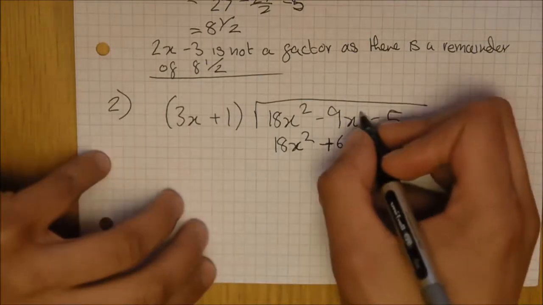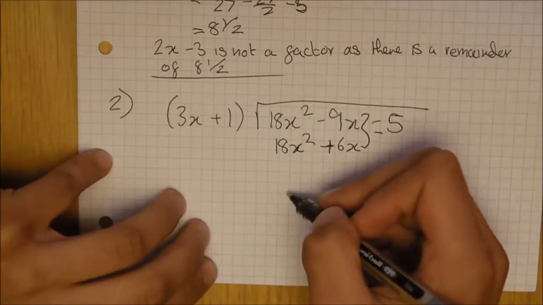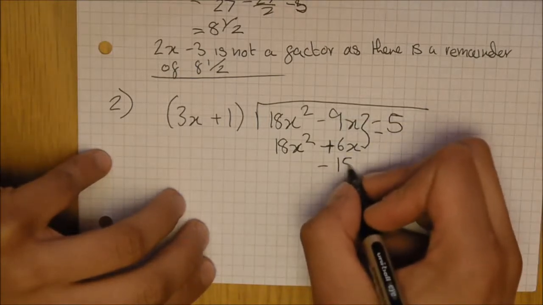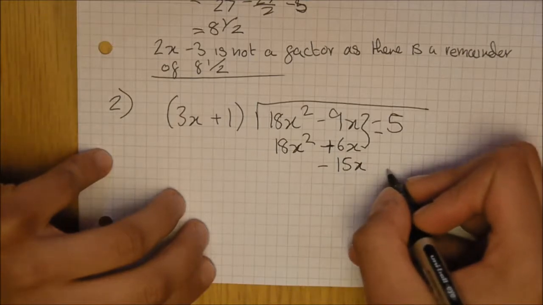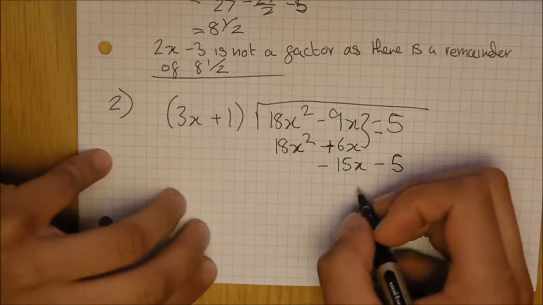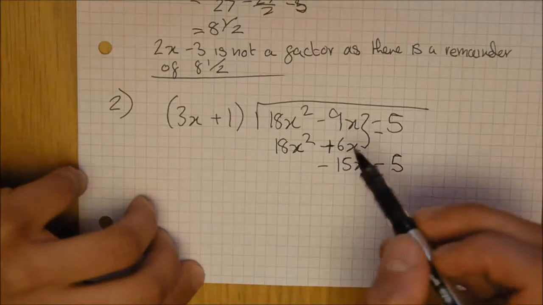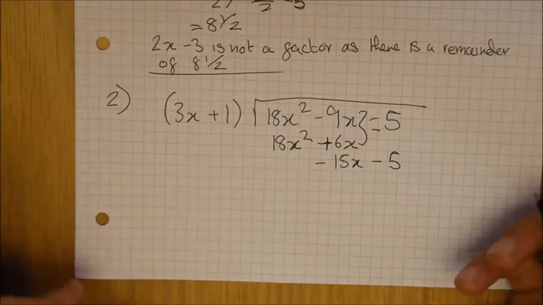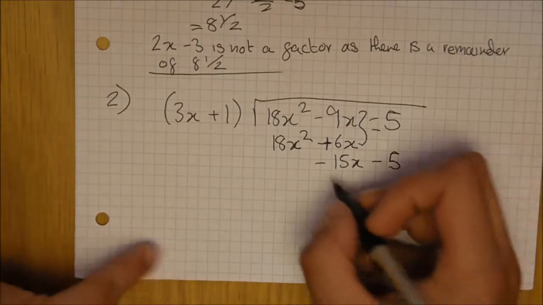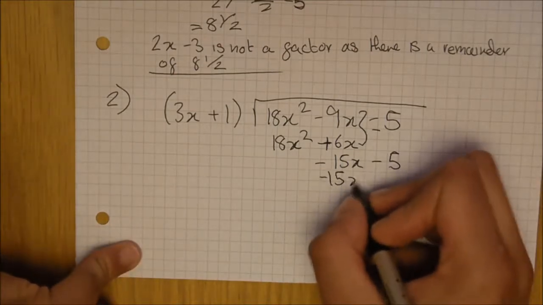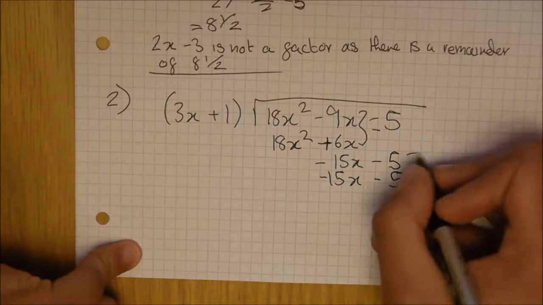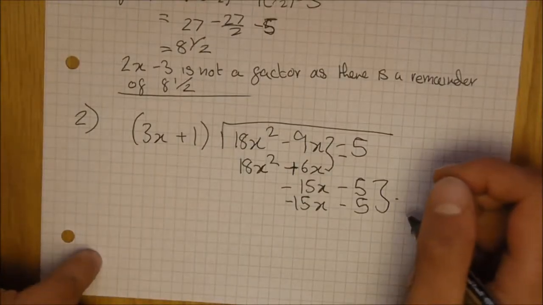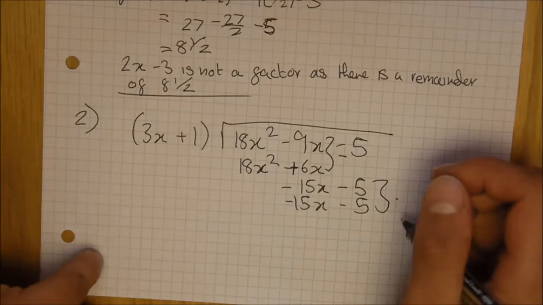Now then, we can subtract them from each other to cancel the 18x squareds, so we end up with minus 9x minus 6x, minus 15x. Minus 15x minus 5. Now, if we were to divide minus 15x by 3x, we'd end up with minus 5, so we've got to times everything by minus 5. So we end up with minus 15x minus 5. Oh look, that nicely cancelled. How convenient.